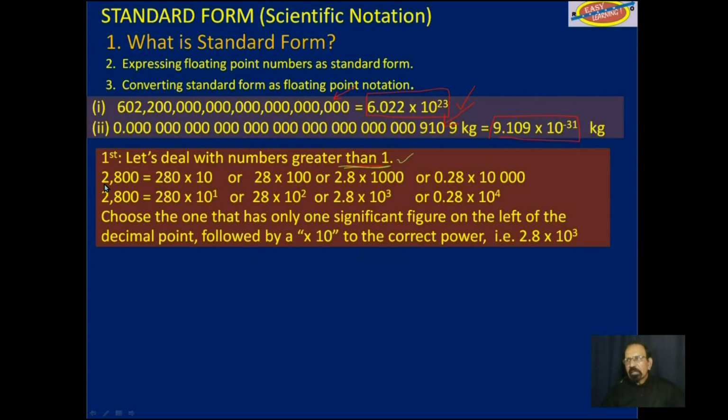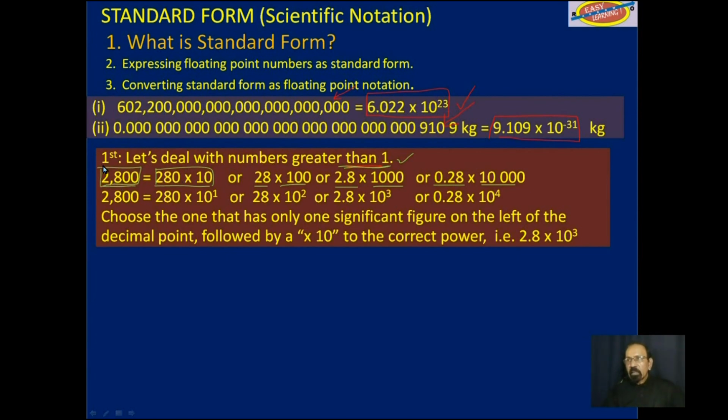Let's deal with numbers greater than 1. Consider for a moment the number 2,800. That can be rewritten as 280 times 10. It is the same number as the one in the front. Or 28 times 100. Or 2.8 times 1,000. Or 0.28 times 10,000. Those are different ways of writing this same number.